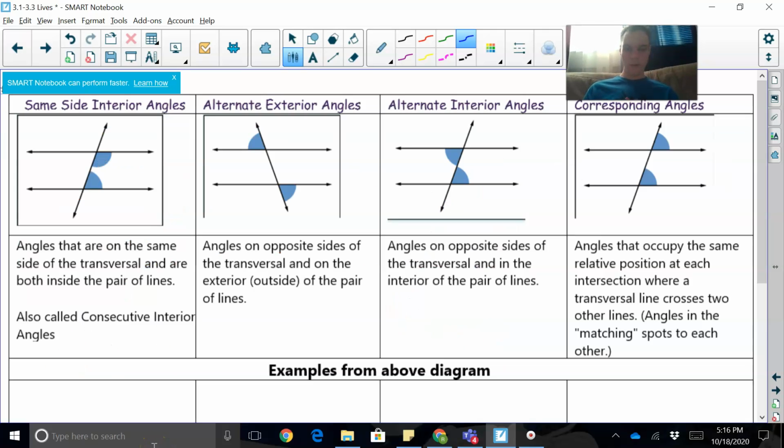Alright. So now some more vocab. This unit is very vocab heavy. Same side interior: angles that are on the same side of the transversal and are both inside the pair of lines. Now, I'm going to go back for one second here.